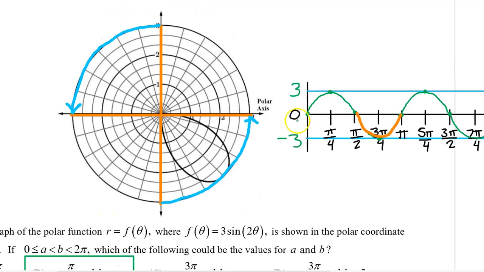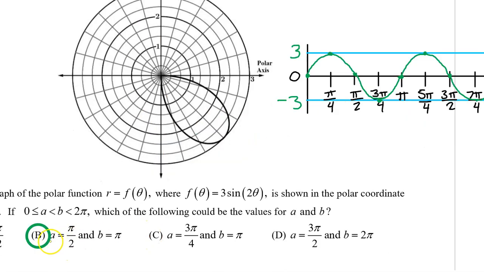I want to make one more connection with you. On the rectangular graph, the midline of 0 represents the pole. Notice how on the interval from pi over 2 to pi, the function starts at the pole, moves away from the pole, and then back to the pole. That is exactly what we see on the polar graph, which begins at 0, moves away from the pole, and then goes back to the pole. So I'm betting B is the answer.